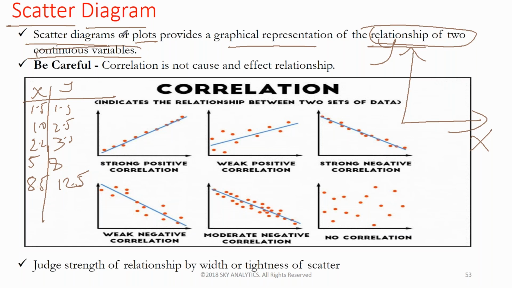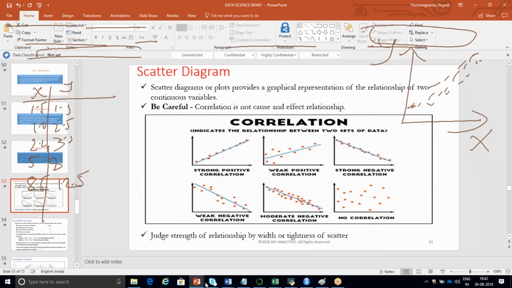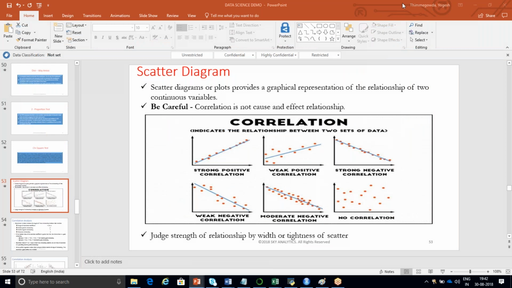A scatter diagram or scatter plot provides a graphical representation. For example, I'm getting a graph like this. Then it says that it is nothing but the relationship of two continuous variables. Let me go to an example and explain how to understand this particular scatter plot or scatter diagram.